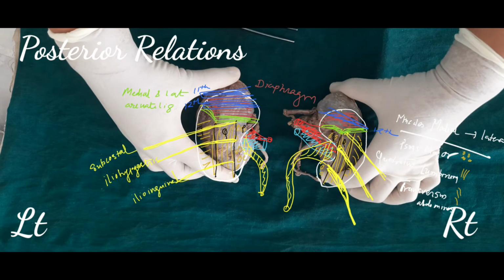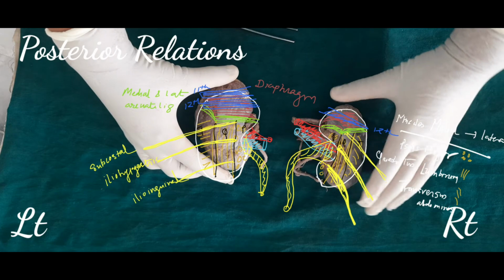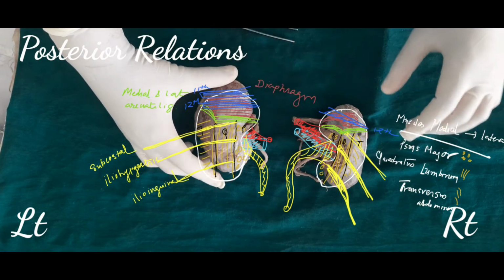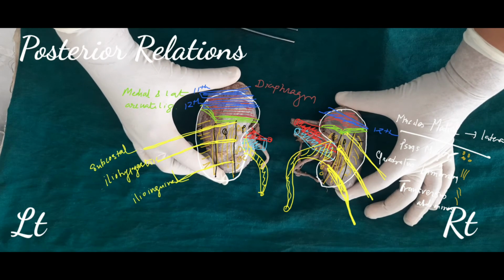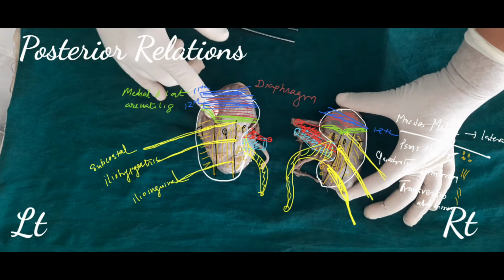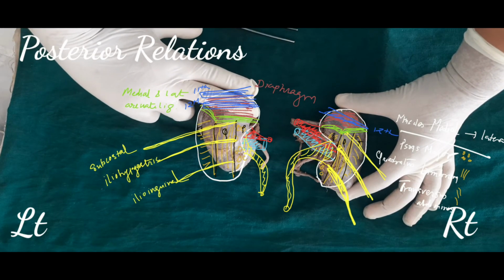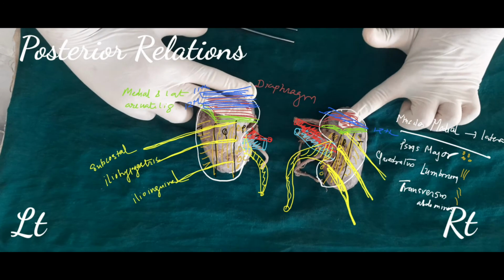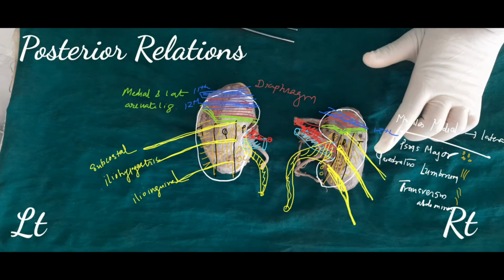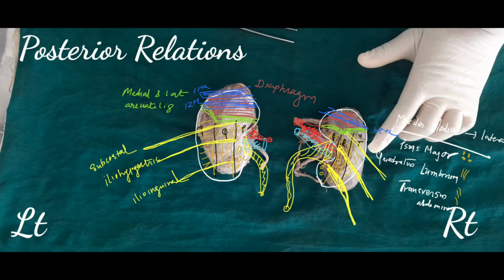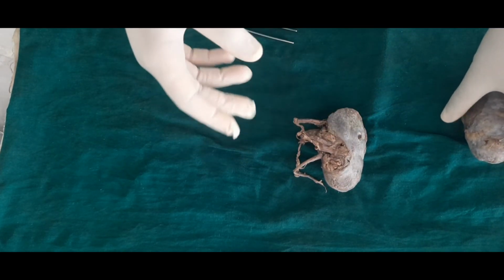Right kidney is slightly lower than the left. We are discussing the posterior relation. This one is the right, this one is the left. So the right kidney is slightly lower than the left because of the liver. The posterior relation has only one change: the left kidney is related with the 11th and 12th rib, whereas the right kidney is related with the 12th rib only. So this is about external features.